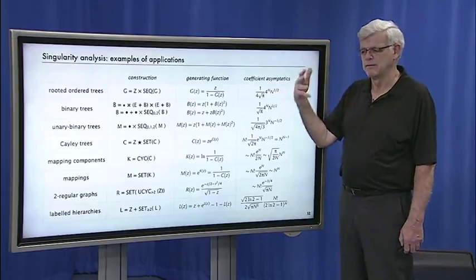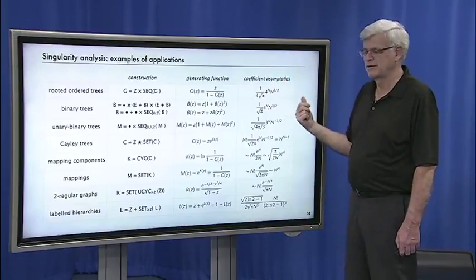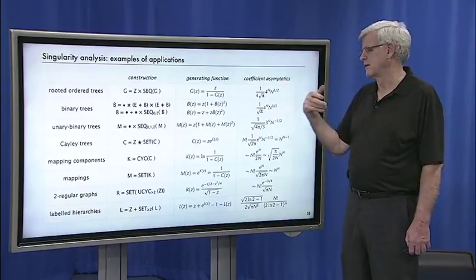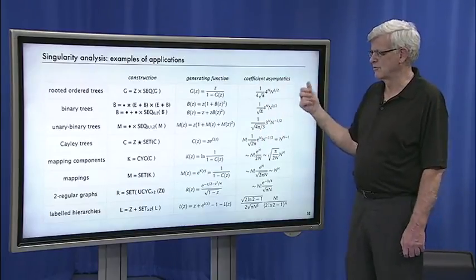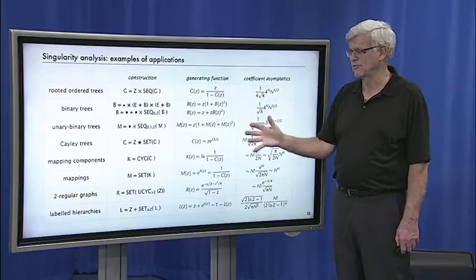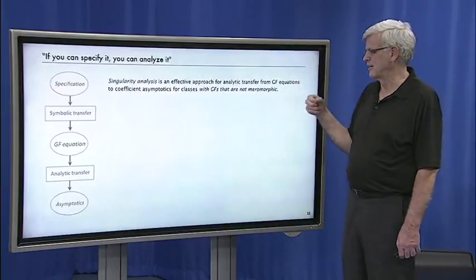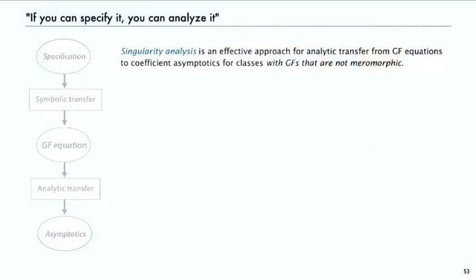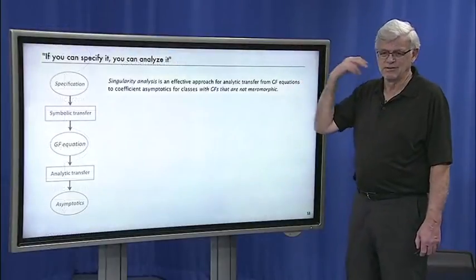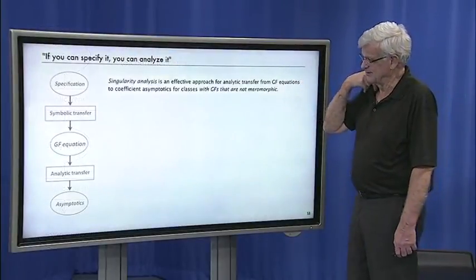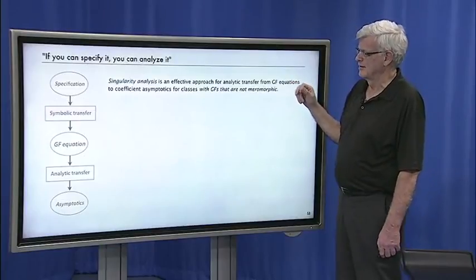We have a very powerful and general calculus for deriving estimates of coefficients from combinatorial constructions. If you can specify it, you can analyze it. And singularity analysis is a very effective approach for generating function equations for classes with GFs that are not meromorphic. It actually also works for meromorphic functions. It's more general, and some of these schemas that we've actually done were meromorphic. We just didn't talk about it.